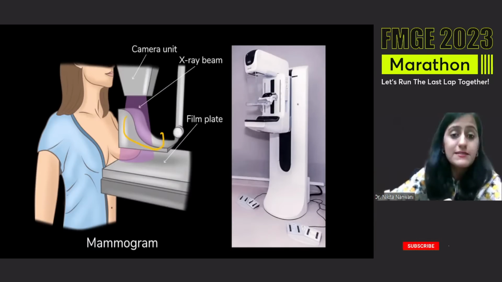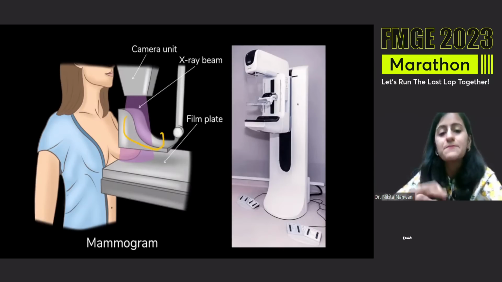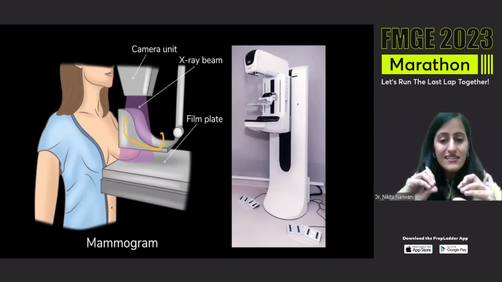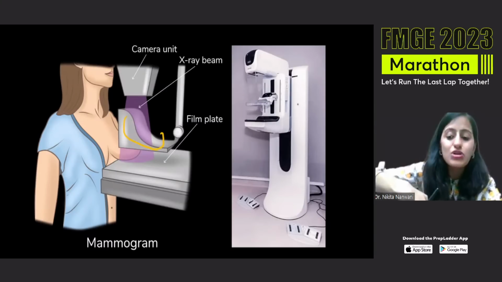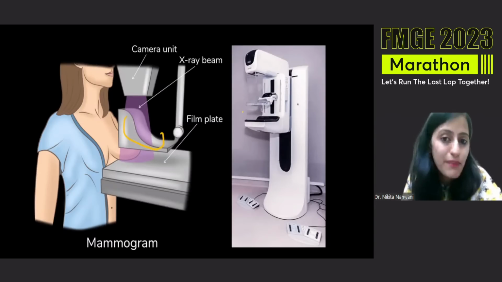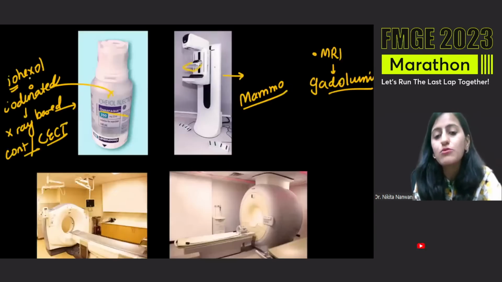Why do we compress? It's not to take revenge from anyone. So it's because when we compress, the density decreases, it becomes more uniform, the thickness decreases, so the X-ray penetration is better. Okay, the X-ray penetration is better, so the images are better, right? So compression is a must for mammography.